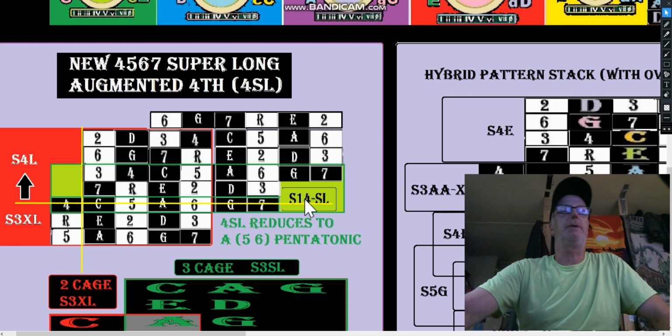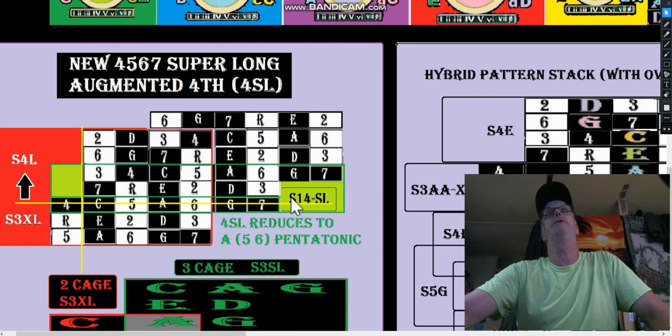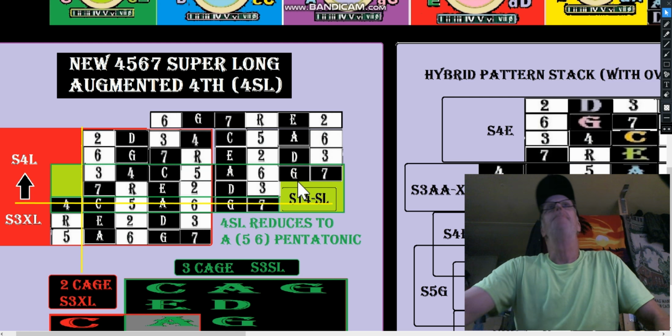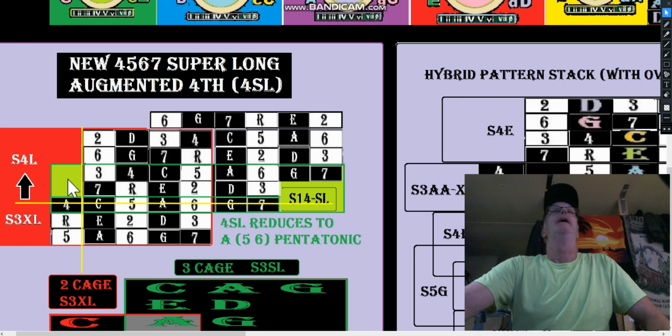It could be Charlie, it could be Harry, it could be anybody, but we're calling it 4. But this is easy. 1 string S1 super long. Okay, so that's what it is.